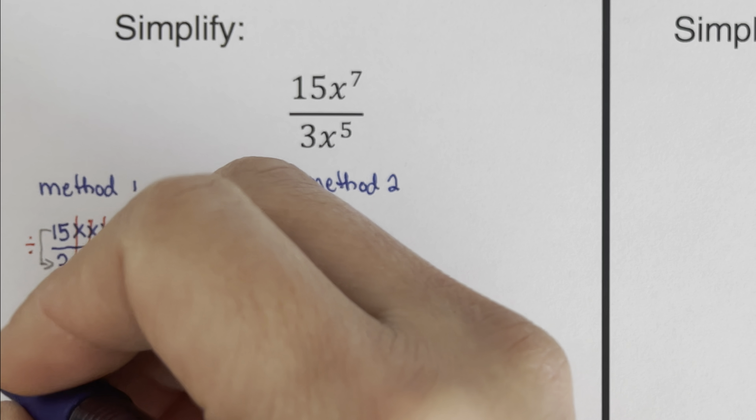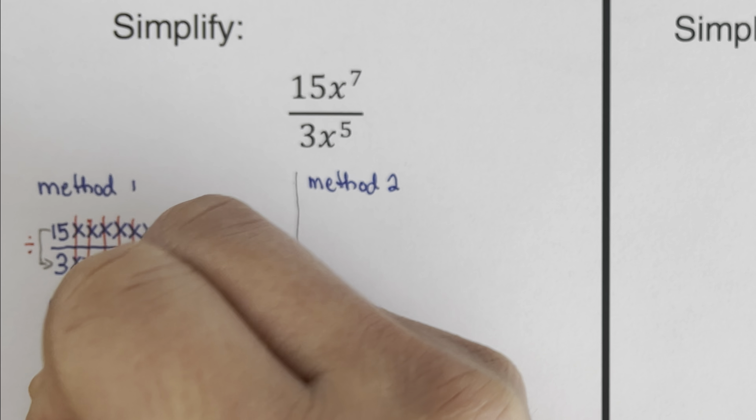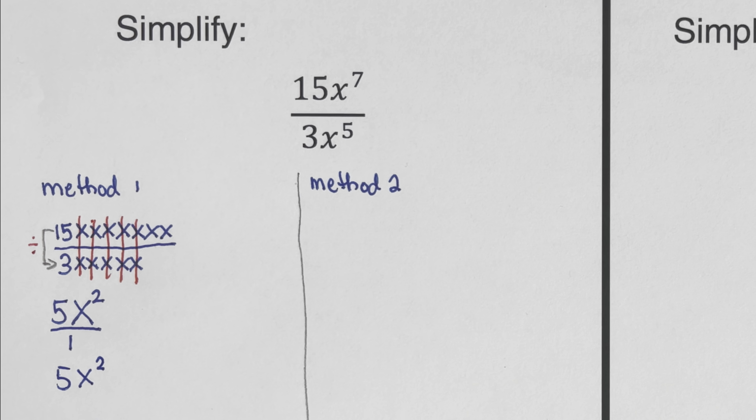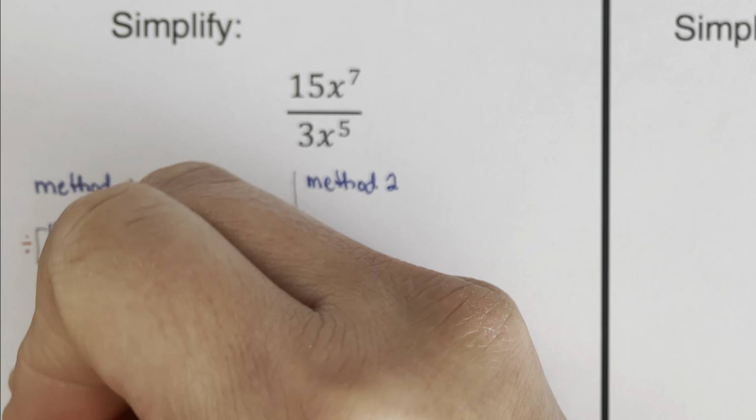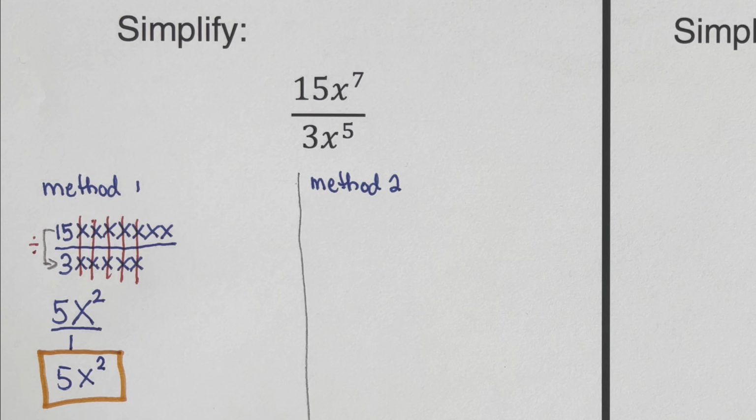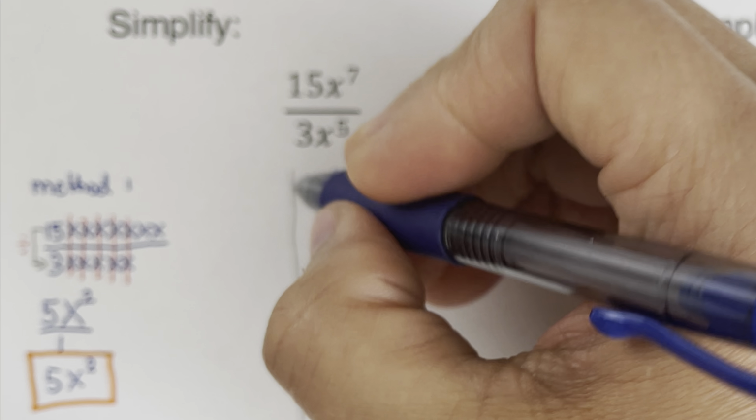So then we can go ahead and simplify this as just 5x squared. This is the simplified version of this exponential expression that we have up there. Now let's have the second method. I'm just going to go ahead and write it out.